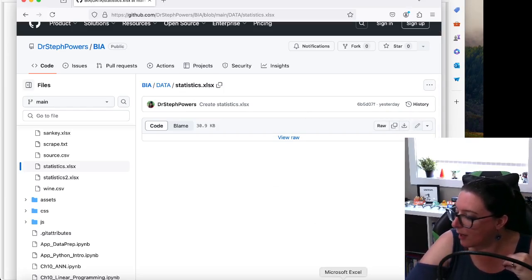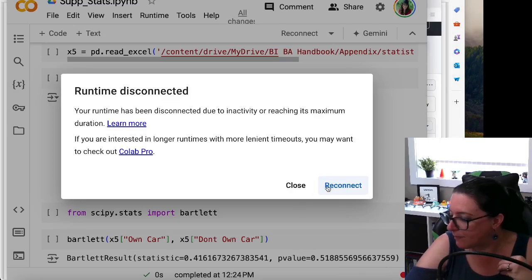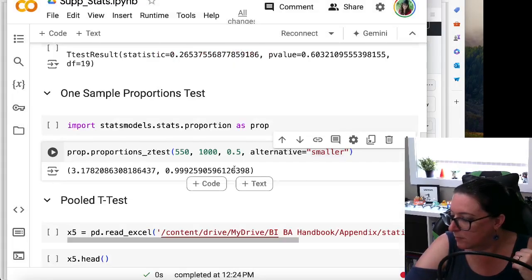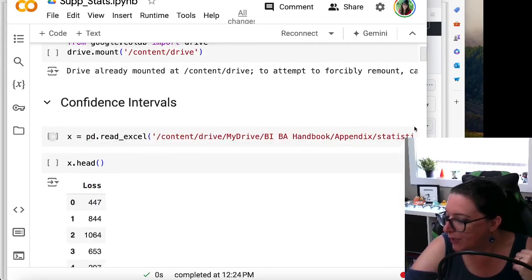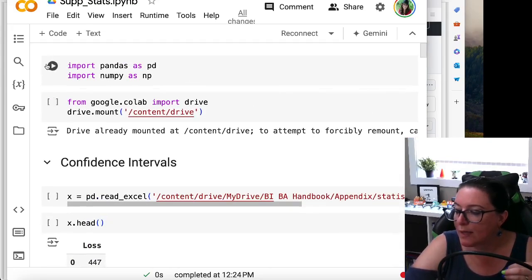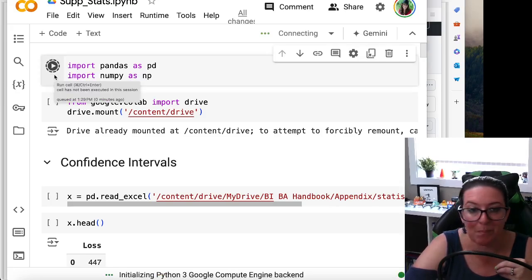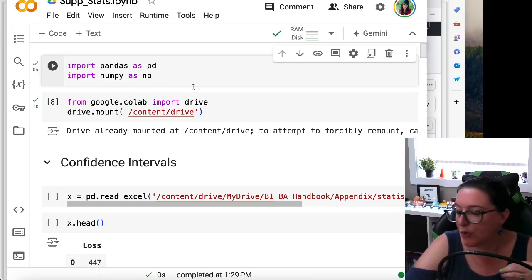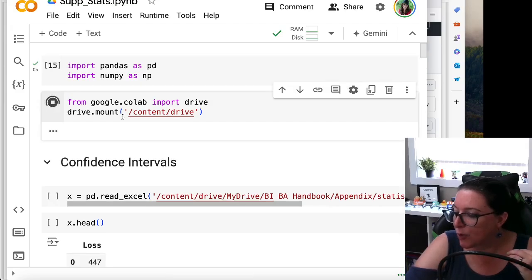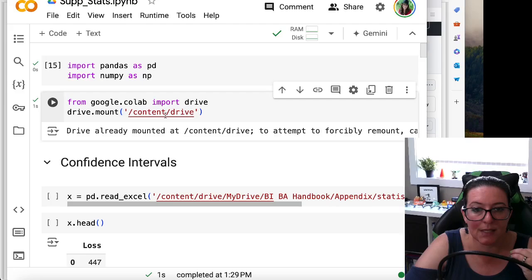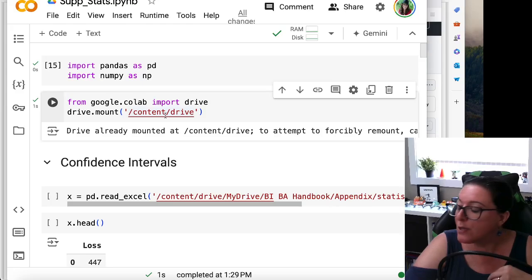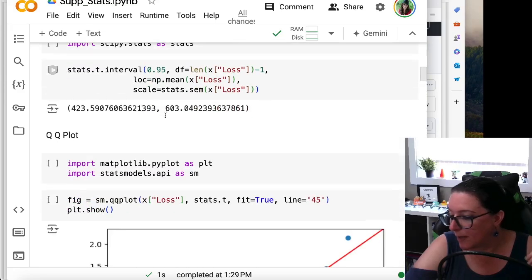Once you're in your Google Drive, you will then need to import pandas as pd, import numpy as np. We need these in order to import our data and manipulate it. You'll want to make sure you mount your drive. So this connects your workbook to your files in your Google Drive so that you can import the files. It doesn't give access to anybody else.